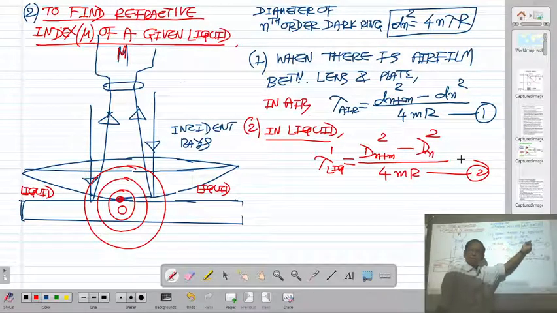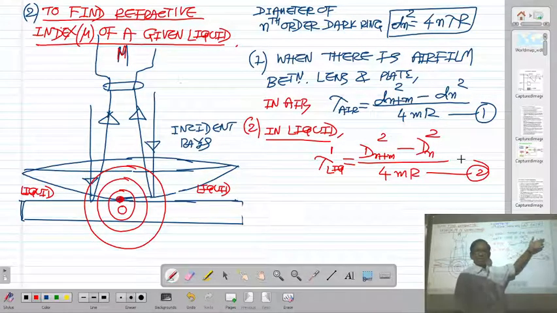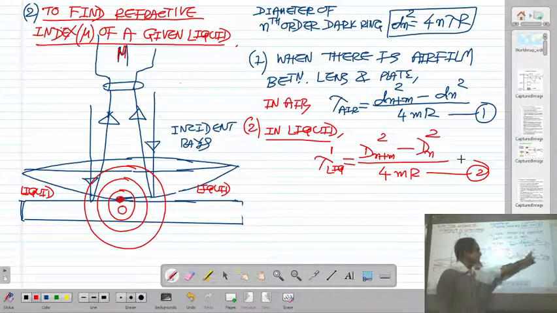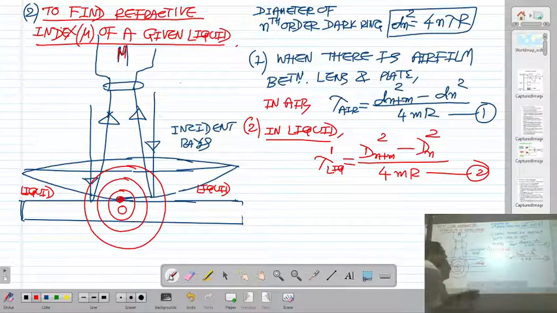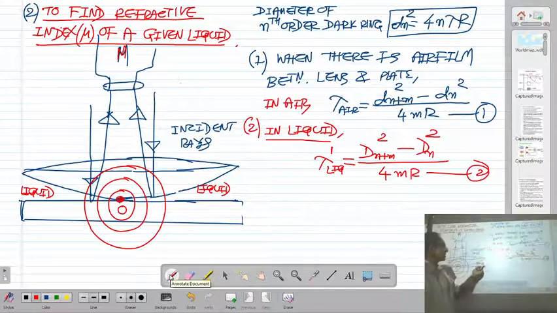In air, the diameter of the n plus mth dark ring was small d n plus m. In liquid, it is capital D n plus m. In air, the diameter of the nth dark ring is small d n, but in liquid, it is going to change to capital D n.